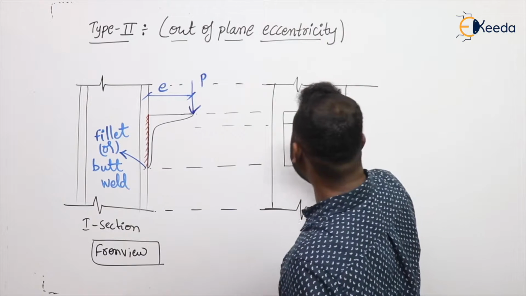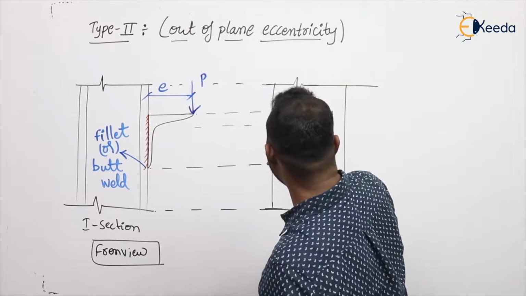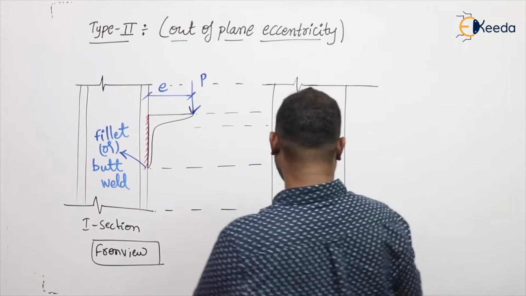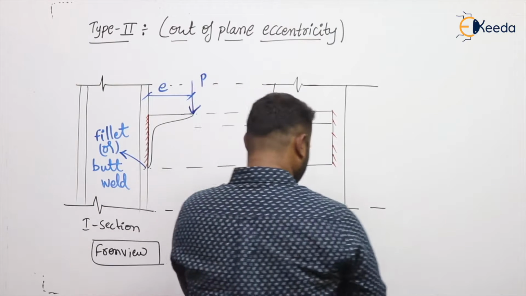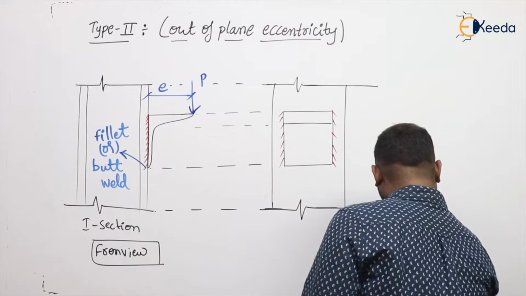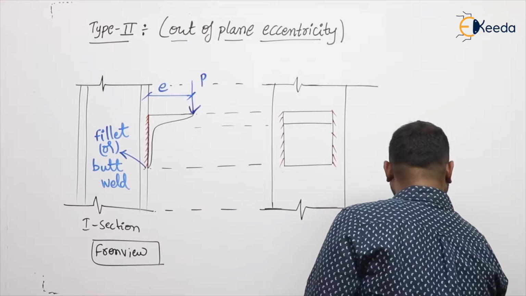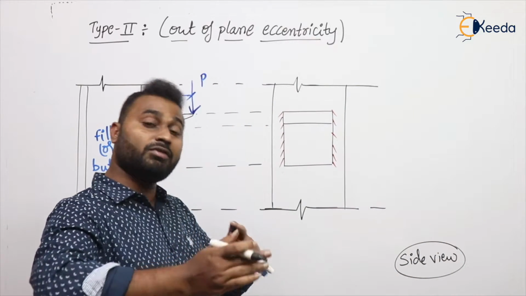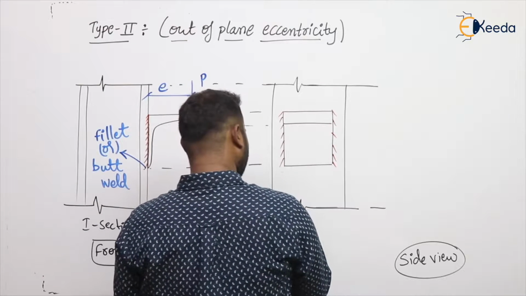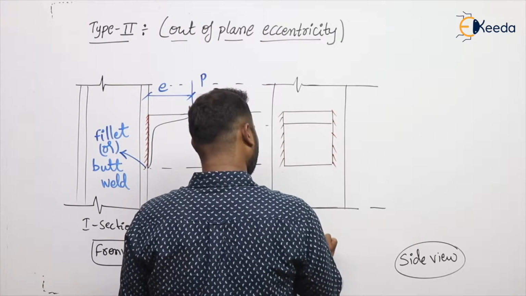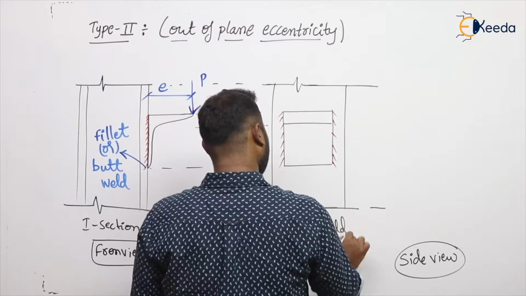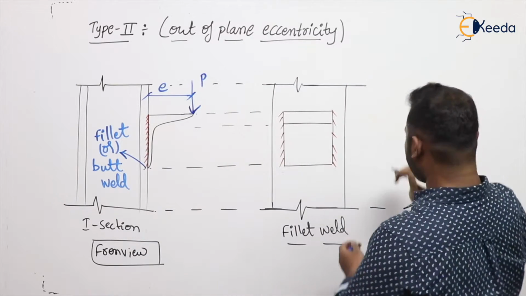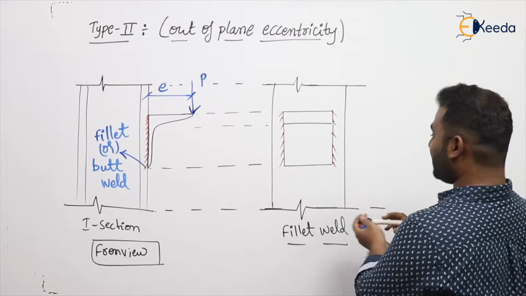Now fillet weld is done on either side of that bracket. So this is a side view in which fillet weld is shown. Here we are going to show the side views. In side view only, as I mentioned earlier, we can observe the difference between fillet weld and butt weld. So this is the fillet weld. Is that clear? Now let me show the butt weld.